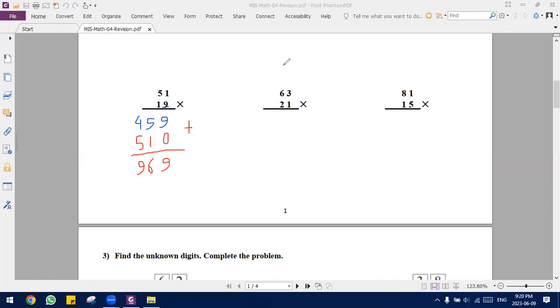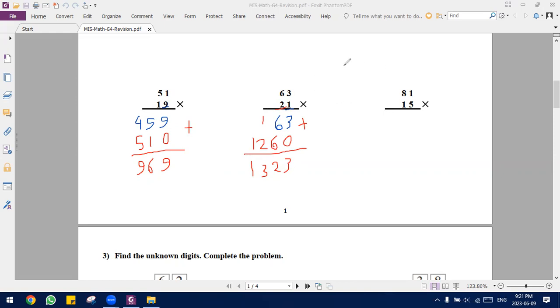Next one, 63 times 21. We multiply by 1. 3 times 1, 3. 6 times 1, 6. Then we move to the next digit, multiply by 2, so we add 0. 3 times 2, 6. 6 times 2, 12. We add them. 3 and 0, 3. 6 and 6, 12. 2, we carry 1. 2 and 1, 3. 1. 1,323.